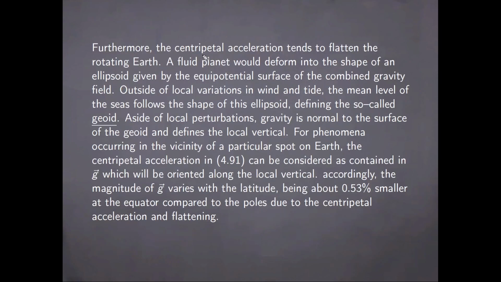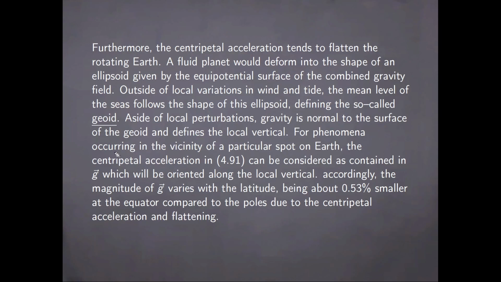Furthermore, the centripetal acceleration tends to flatten the rotating Earth. A fluid planet would deform into the shape of an ellipsoid given by the equipotential surface of the combined gravity field. Outside of local variations in wind and tide, the mean level of the seas follows the shape of this ellipsoid, defining the so-called geoid. Aside from local perturbations, gravity is normal to the surface of the geoid and defines the local vertical.